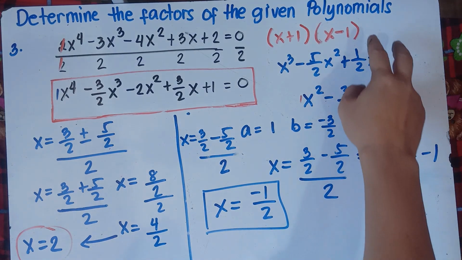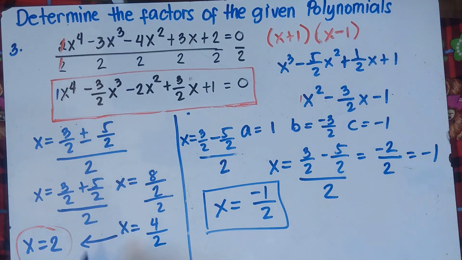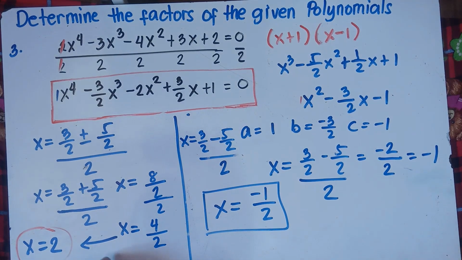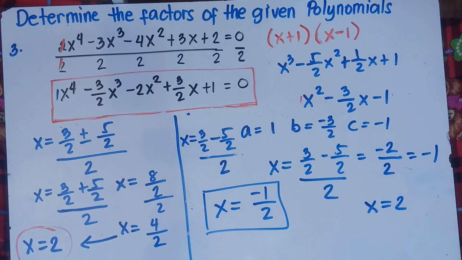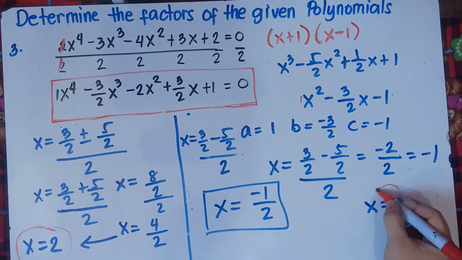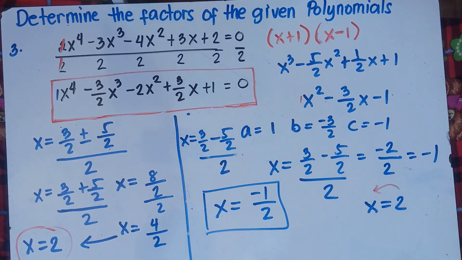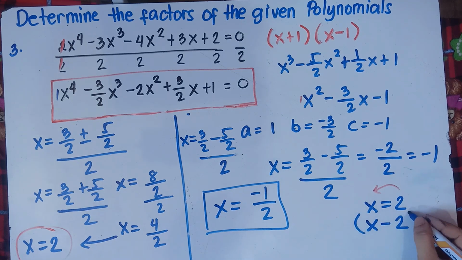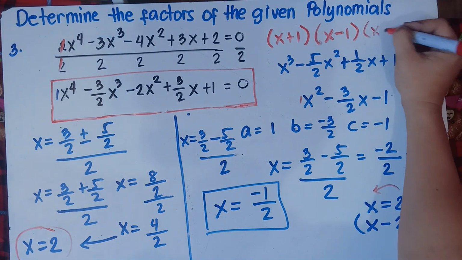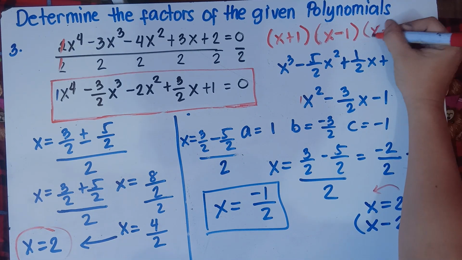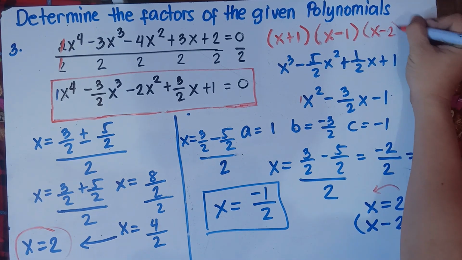So once again, since we are told to find the factors, for x equals 2, to get the factor, just simply transpose this 2 from right to left. This is positive, it will be negative 2. So this will be x minus 2. So this is our third factor. Quite complicated, right?